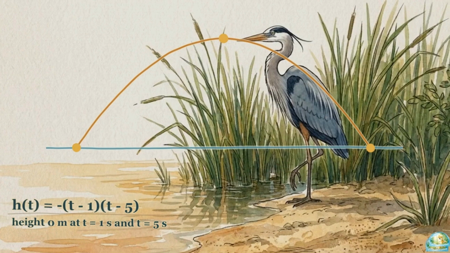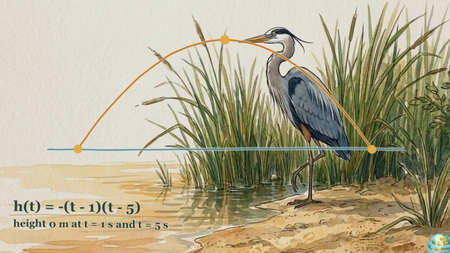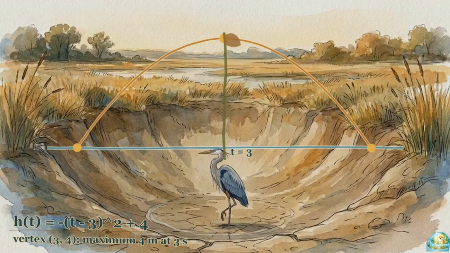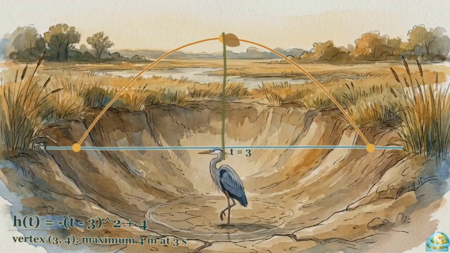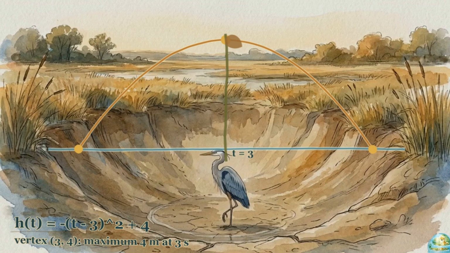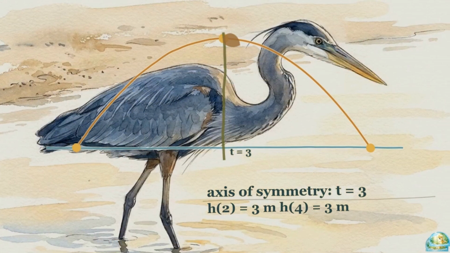Factoring gives h of t equals negative the quantity, t minus 1 times t minus 5. The modeled height is 0 at 1 second and 5 seconds, when the heron leaves and returns to the water. Completing the square gives h of t equals negative the quantity, t minus 3 squared plus 4. The vertex is 3, 4, so the maximum height is 4 meters at 3 seconds.